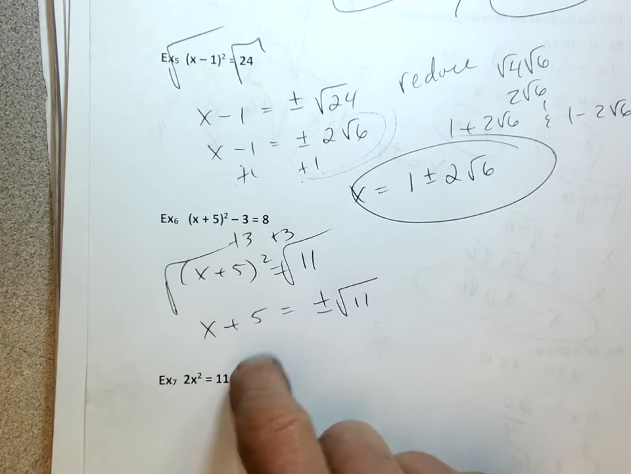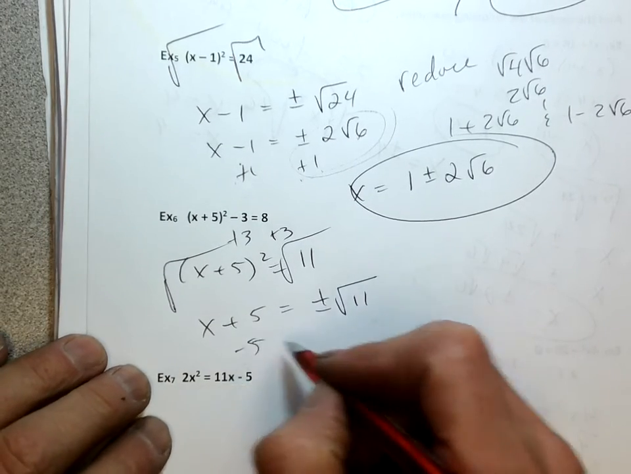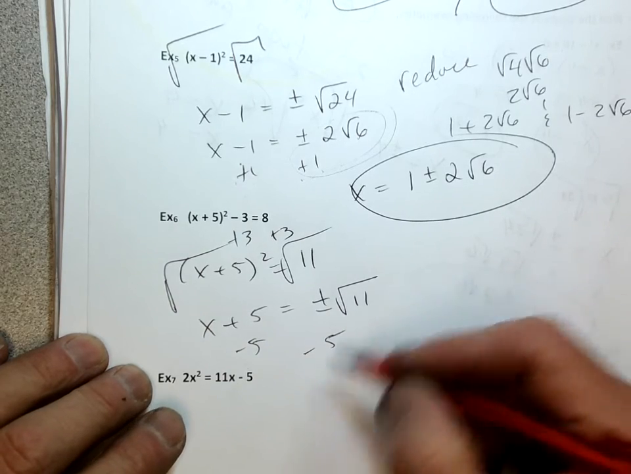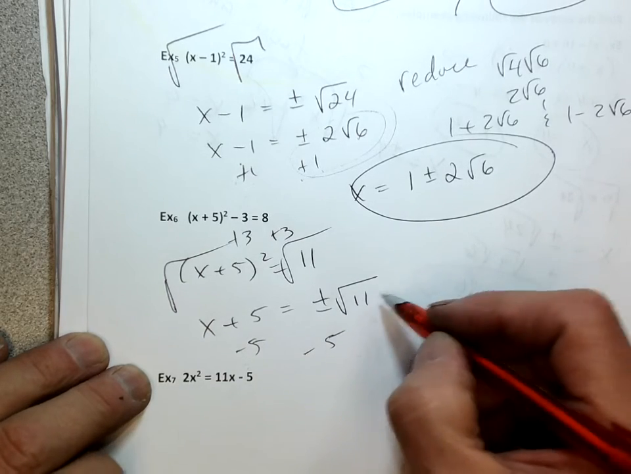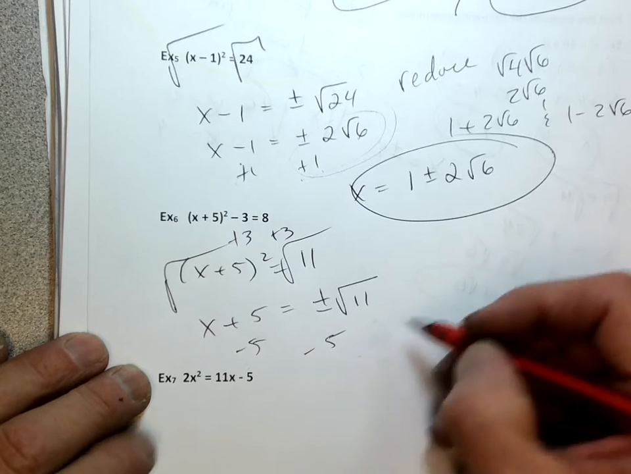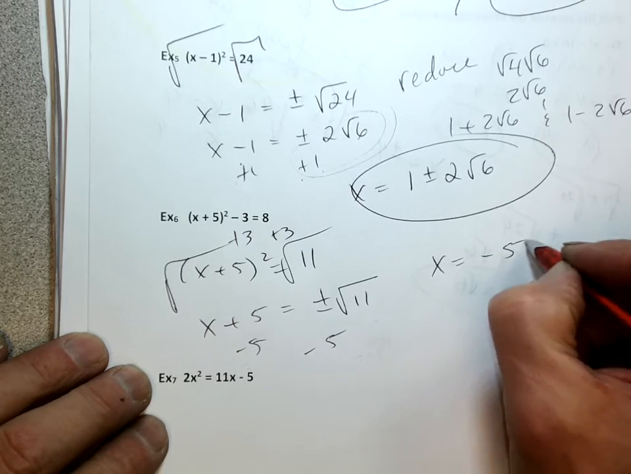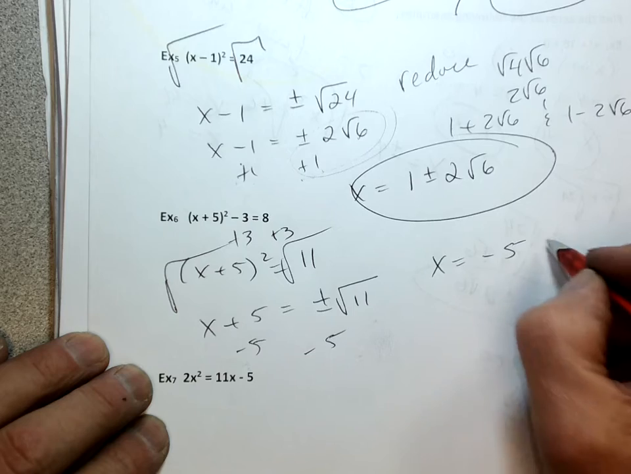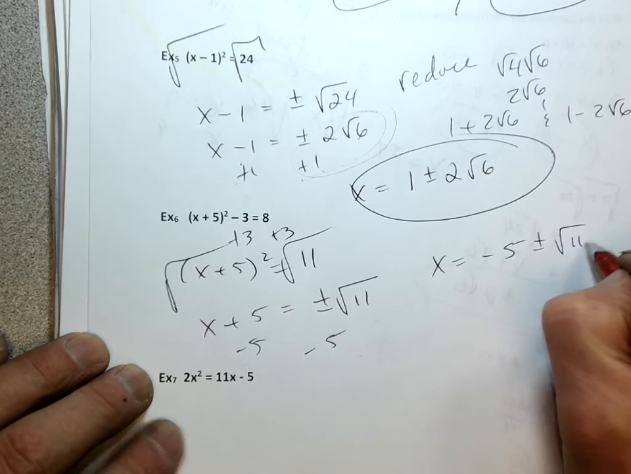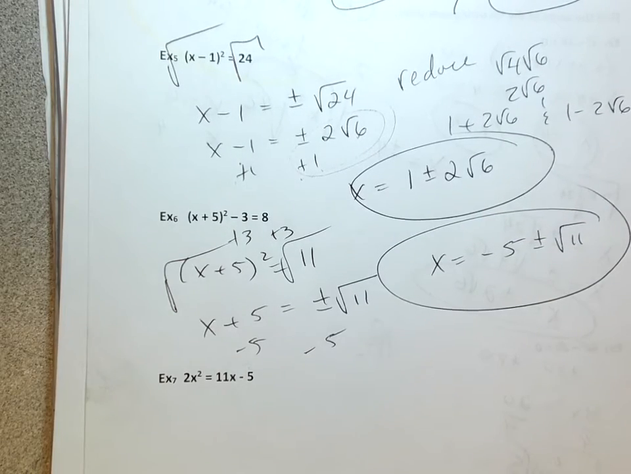Okay, now we're going to go minus 5, minus 5. You can't add or subtract those because this is an irrational number and this is an integer, so our answer is going to be x equals negative 5, because I subtracted the 5, plus or minus the square root of 11. And that is two answers, right? Because it really is negative 5 plus the square root of 11, and it really is negative 5 subtract the square root of 11, okay?